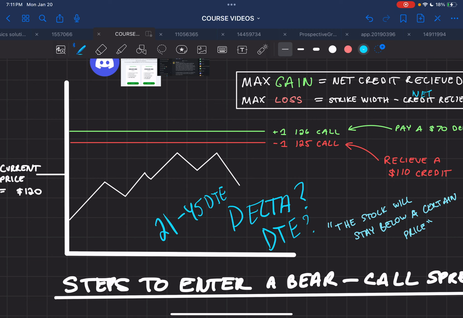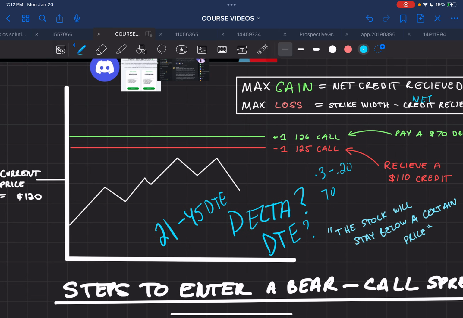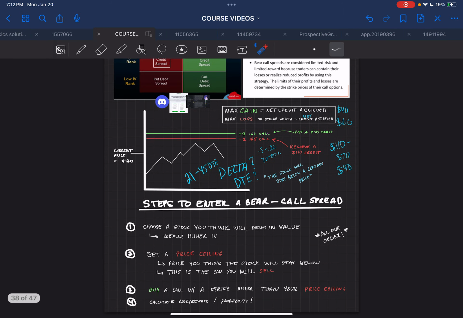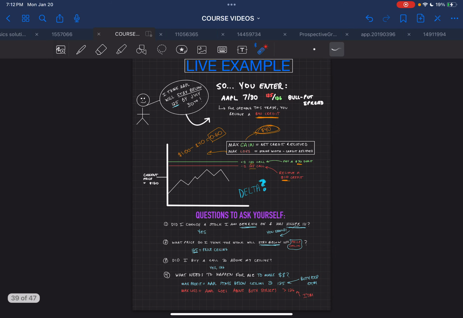And then for the delta of this option, and remember, each option has a delta associated with it, I'm typically choosing something in the 0.3 to 0.2 delta. That equates to a 70 to 80% roughly probability that this stock is going to stay below this strike price by expiration. So, like I said, if you need more understanding on that, I have other videos on it. Okay, so let's go to the next page.